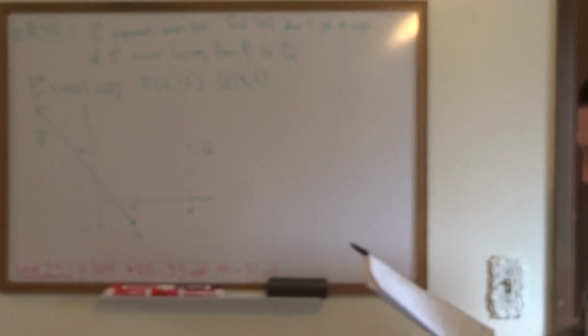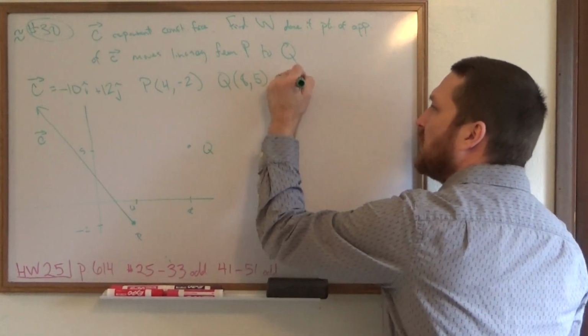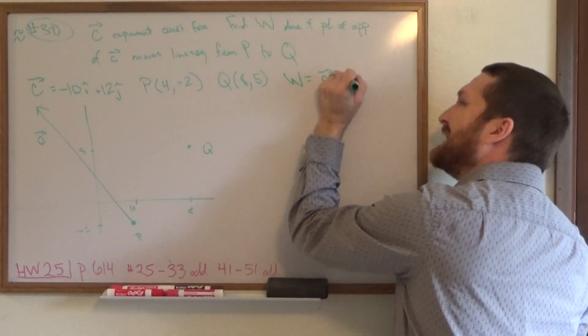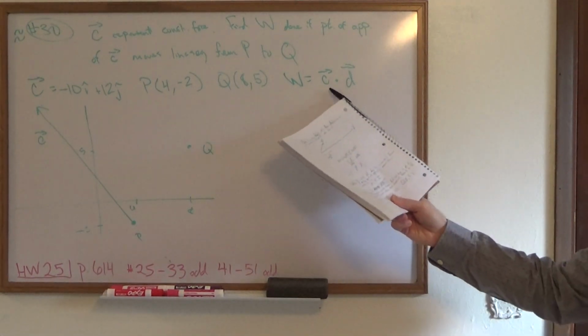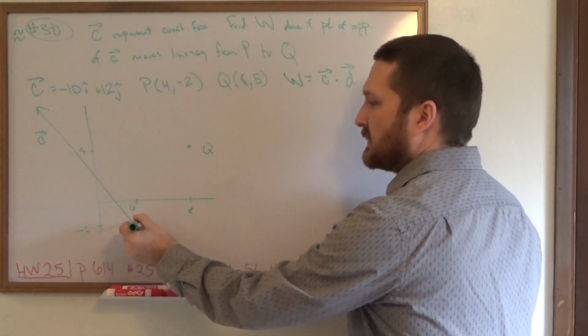So then the thing we want to do is say, we have our force vector. Now what we need is a distance vector. And if we could get a distance vector, then C dot D would be the thing. How do we get this guy right here?